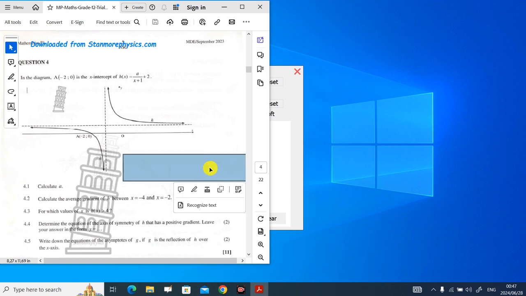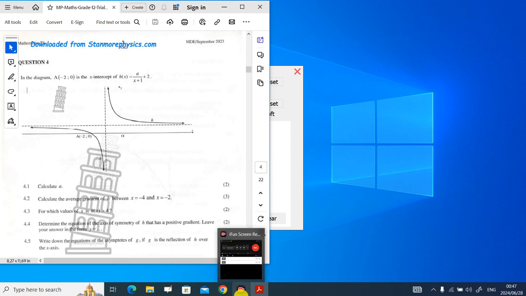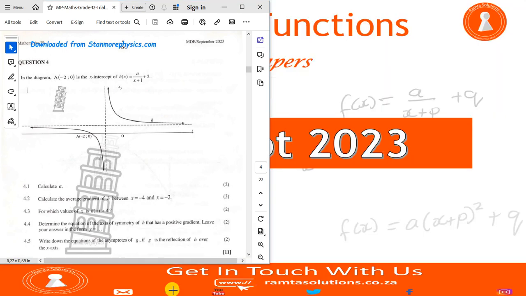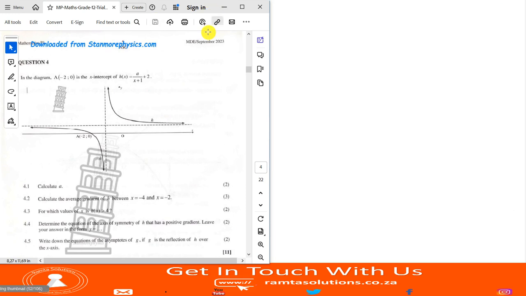So here it is. I'm going to quickly pin this and we proceed with it. I have pinned it. As you can see, it's appearing at the top. So functions for this question paper began with question 3. Let me not waste any time. So this is question 4, not question 3, question 4.